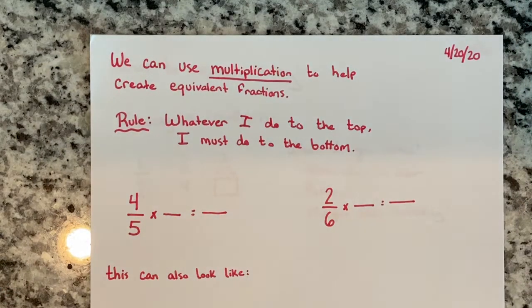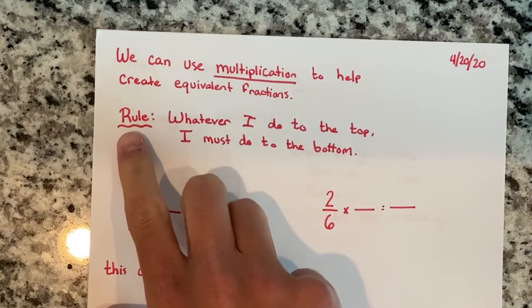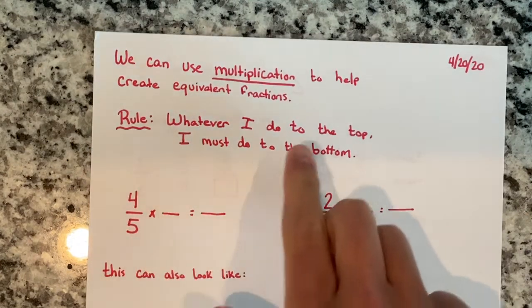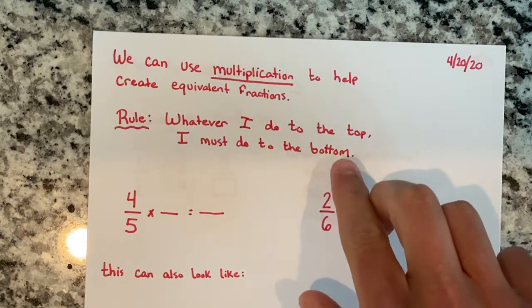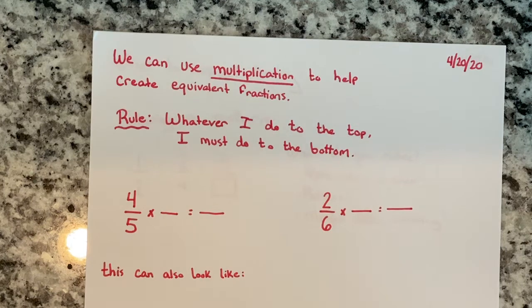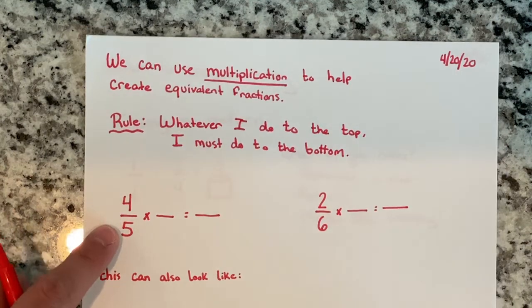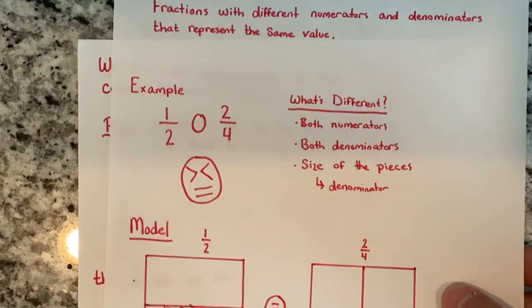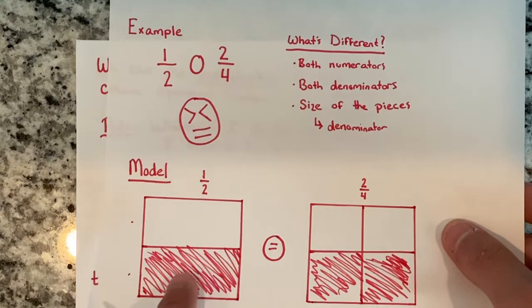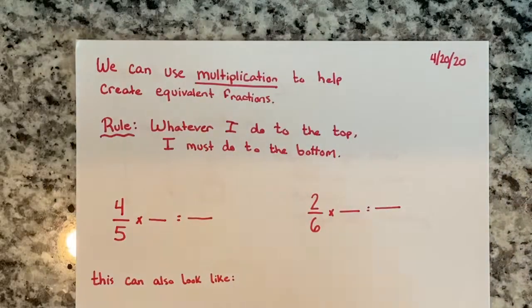I can use multiplication when I'm looking to create an equivalent fraction. It's possible to do this with any kind of fraction, as long as I'm following my biggest rule: whatever I do to the top, to the numerator, I must do to the denominator, or the bottom. I've got to do the same exact thing. So truly, you can multiply a numerator and denominator by any number that you choose. And just like we saw with 1/2 and 2/4, it should be the same amount, however my pieces are just getting smaller and smaller.